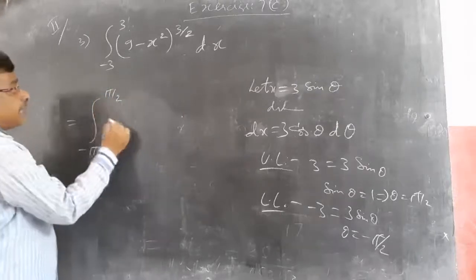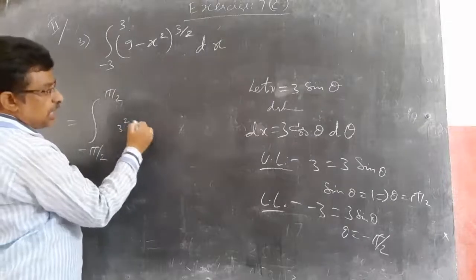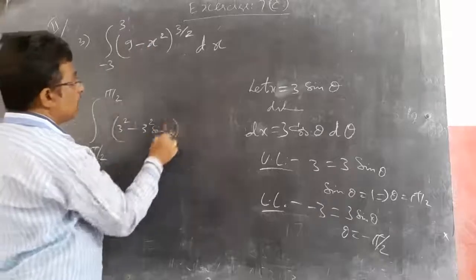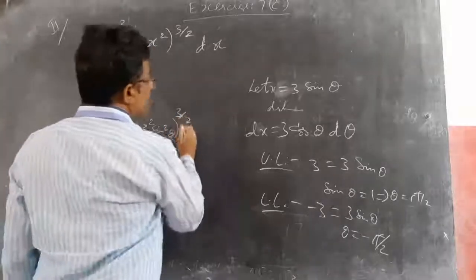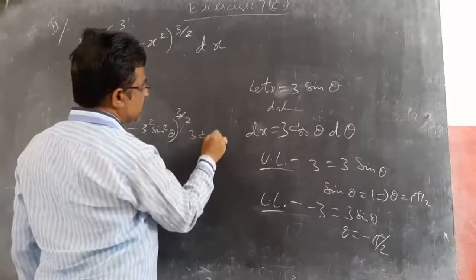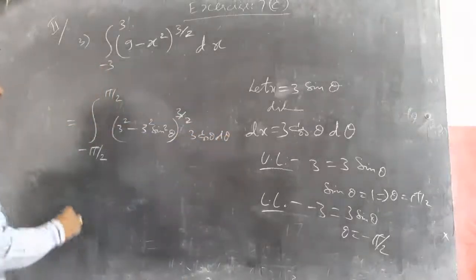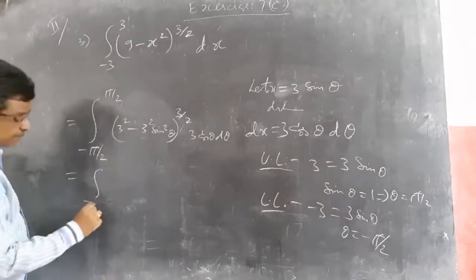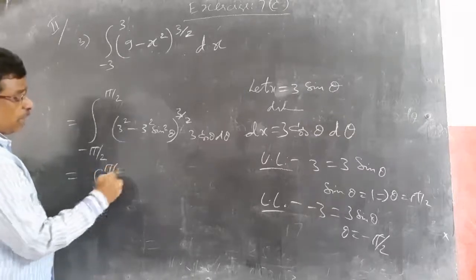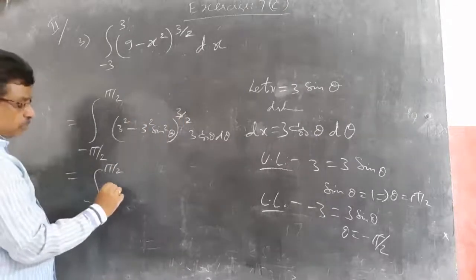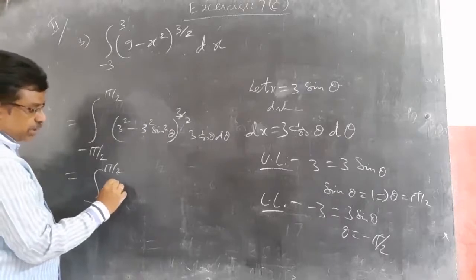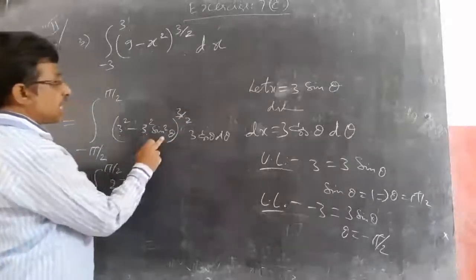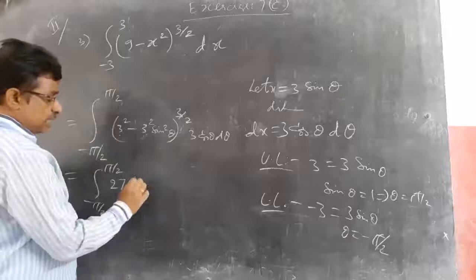This is 9 minus x square, 3 square minus 3 square sin square theta, whole power 3 by 2, into dx which is 3 cos theta d theta. Now I can take 3 square common, 1 minus sin square is cos square theta. The limits are minus pi by 2 to plus pi by 2. If I take 3 square common, 3 square whole power 3 by 2, the 2 cancels, 3 cube is left out. So 3 cube means 27. 1 minus sin square is cos square, cos square whole power 3 by 2, 2 cancels, cos cube theta.